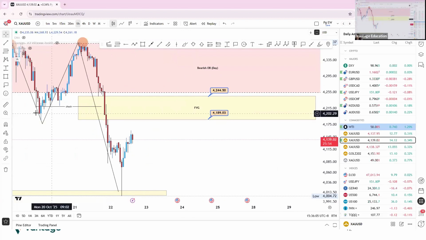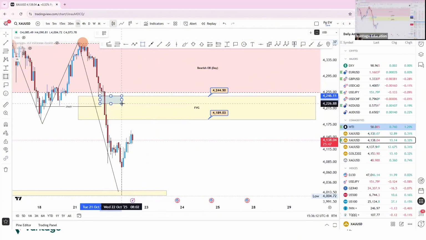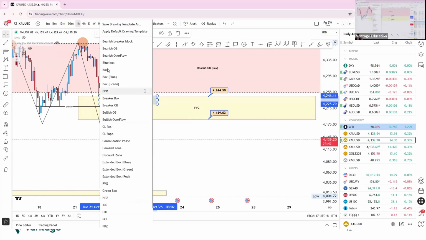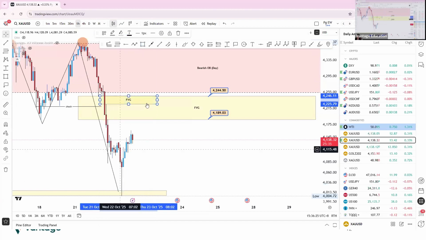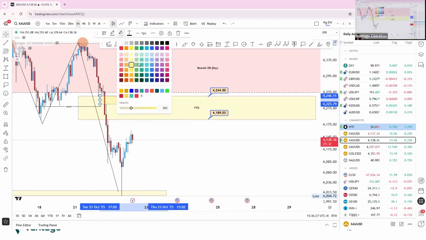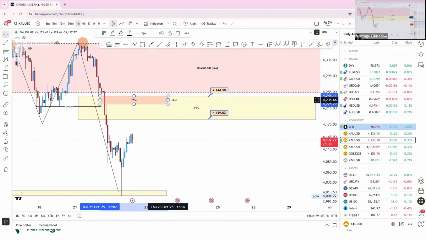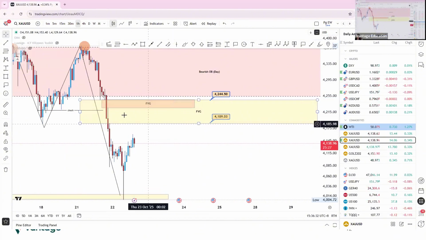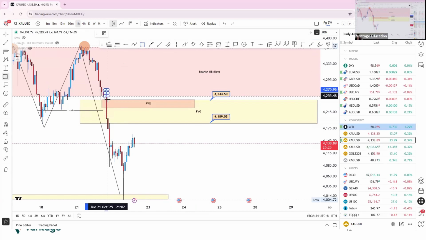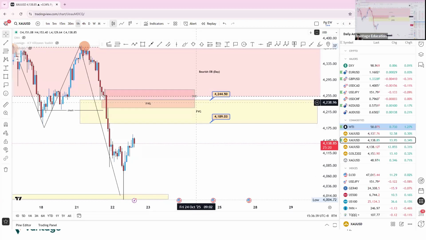I would say this is resistance in the lower time frame, but within the FVG I want to narrow. I have another FVG here, fair value gap. Another FVG here. Also above here, another demand. So you'll say, wow, there are so many zones. Which zone should we use?